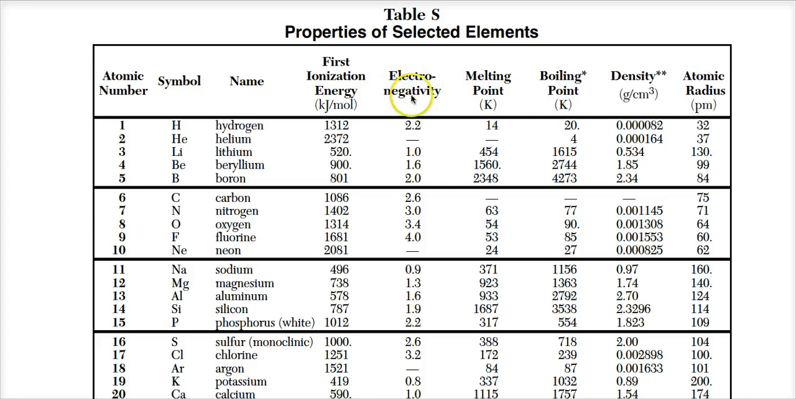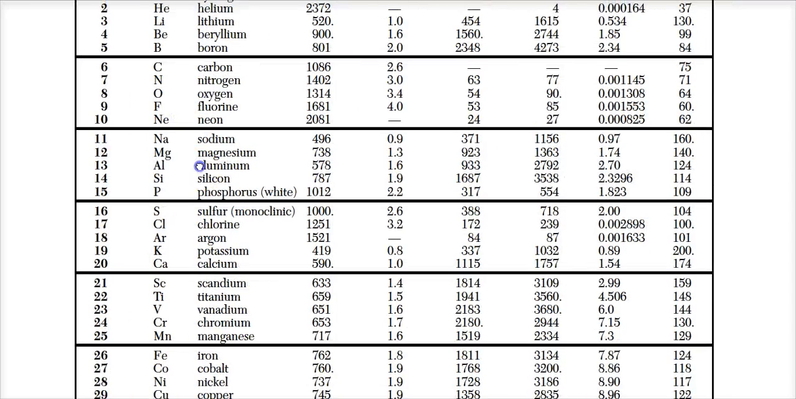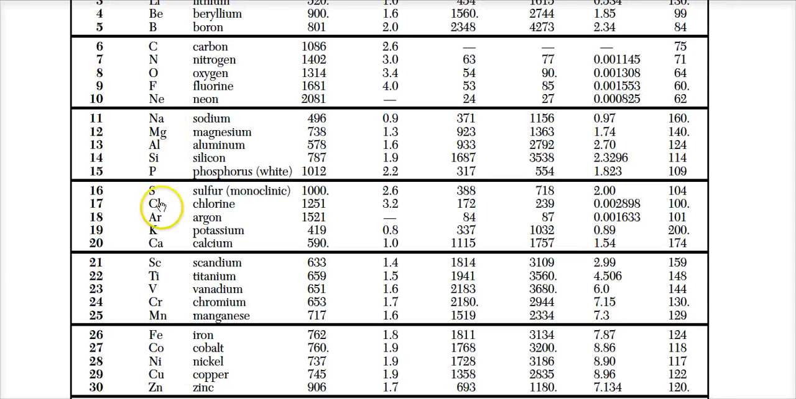So if we go find our sodium and go across the period from sodium to, say, chlorine, all right, and again, our sodium is right here. And if we were to go from sodium, we can see that the electronegativity steadily increases as I go from sodium to chlorine. All right? So we can see that 0.9, 1.3, 1.6, 1.9, 2.6, it's all increasing.